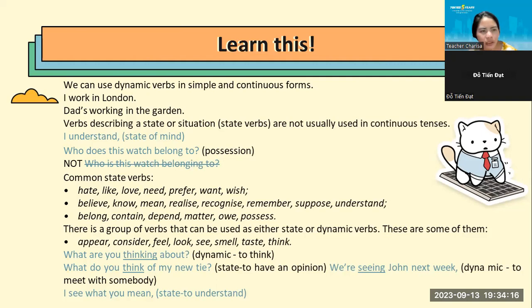So here, we can use dynamic verbs in simple and continuous forms. So that is dynamic, right? I work in London. That's working in the garden. Verbs describing a state or situation. State verbs are not usually used in continuous tenses. So just remember that, okay? The difference between the dynamic and the state.